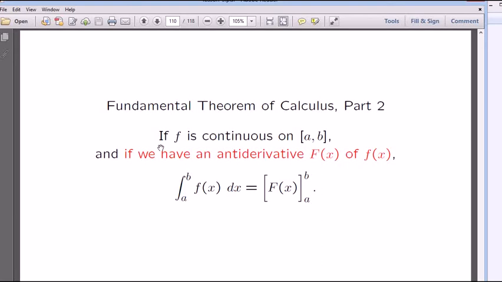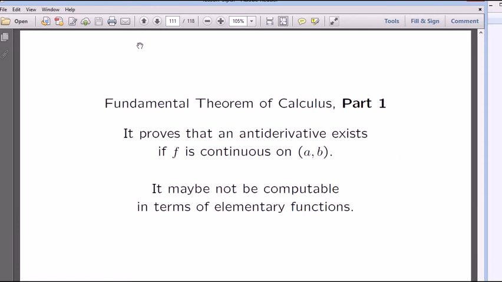Fundamental theorem of calculus part 2 assumes that we have an antiderivative. Part 1 is saying, what if Wolfram Alpha can't find it, and none of those professors know what the antiderivative is? What's the situation here? It says that it exists, but we can't really write it down in terms of sine, cosine, those functions.